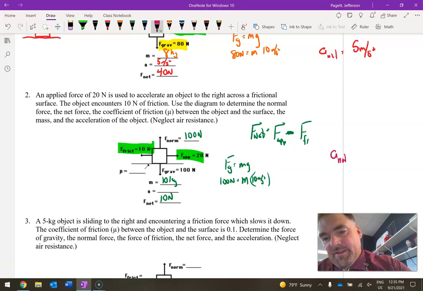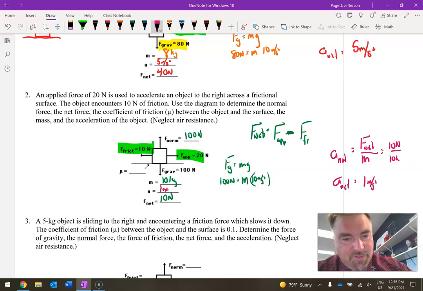Acceleration is equal to the net force divided by the mass. So we just decided that my net force was 10 newtons. We previously decided that my mass was 10 kilograms, so the net acceleration of this particular object is going to be 1 meter per second squared.